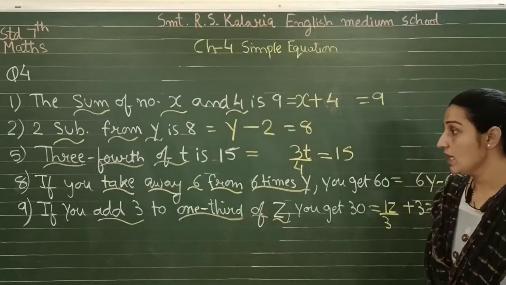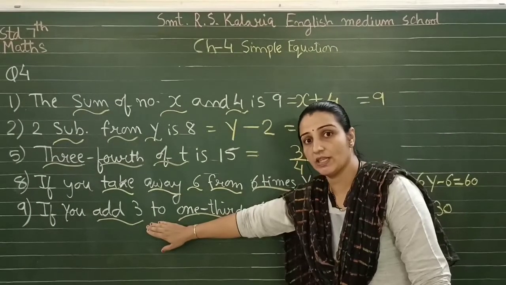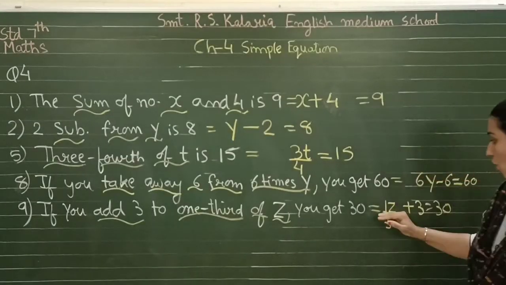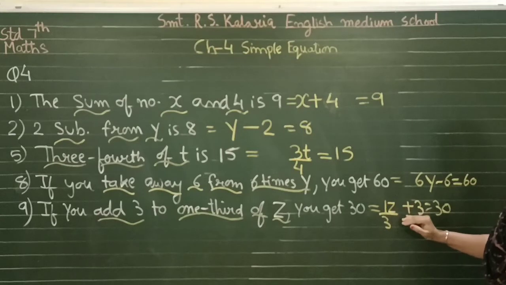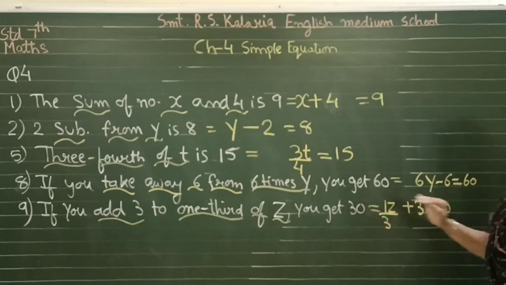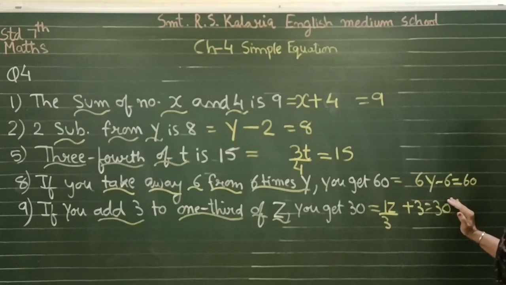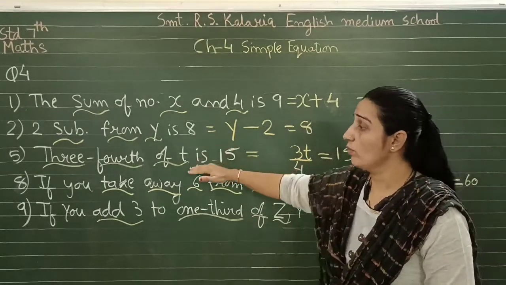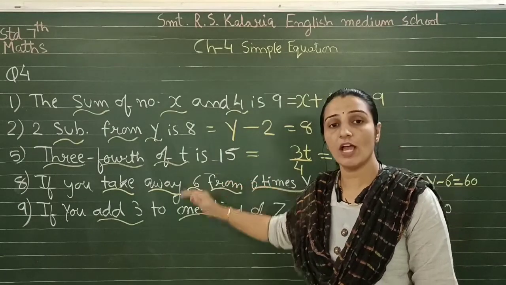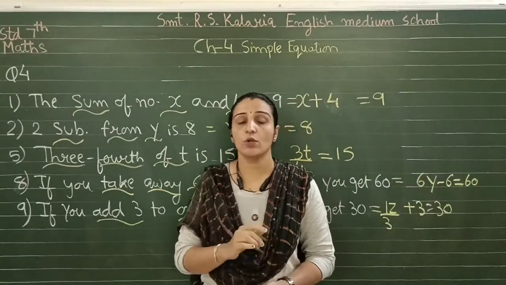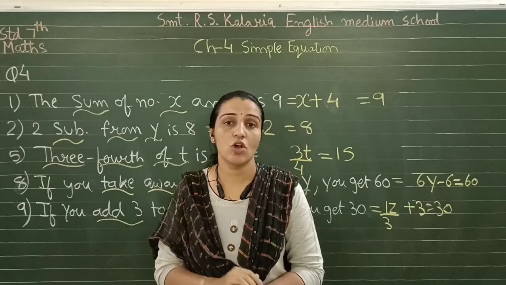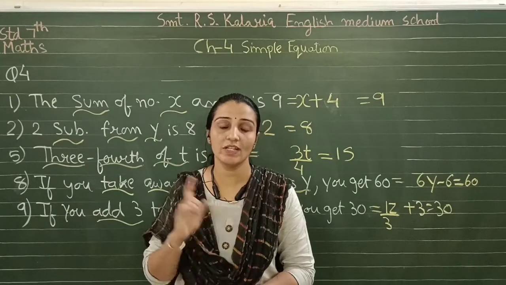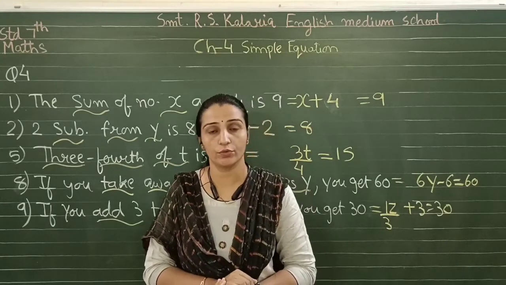Then we have, if you add 3, you all know it means plus 3, to 1/3 of z, that means 1/3 z plus 3, you get 30, means equals to 30. Question 5 is, the equation is given and you have to form the statement. So question 5 you have to solve by yourself, and question 6 again we will solve in exercise 4.4. It is just setting up an equation, so we will solve it along with 4.4.